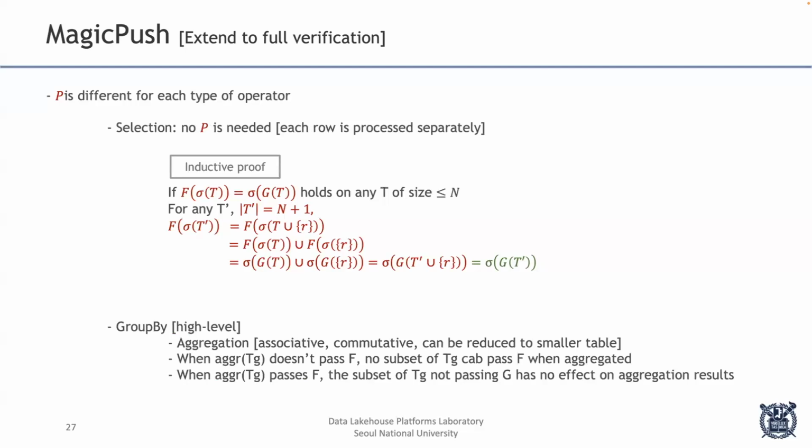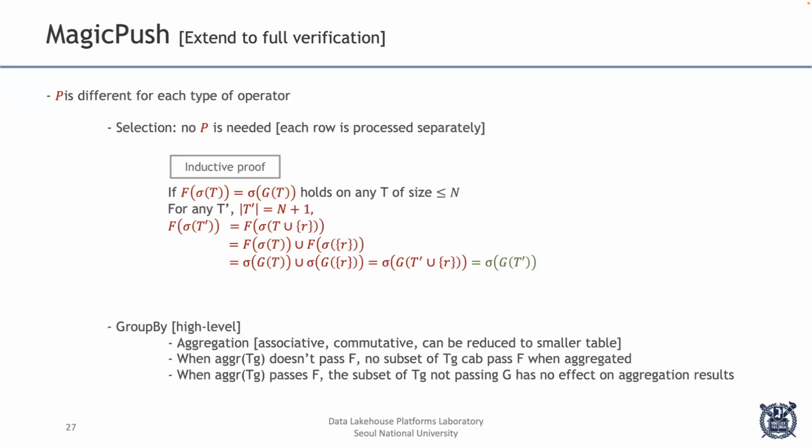It's different for each operator, but looking at selection, no precondition is needed because it handles row-to-row operation. It's a single row operation. So in that case, the inductive proof looks like this. Assuming the pushdown holds on any table whose size is not greater than n, we can prove that it holds for a table of size n plus 1. And they formulate this table T prime as T union 1 row, right? And following the inductive proof, we can prove that it is equivalent to the selection of a smaller table.